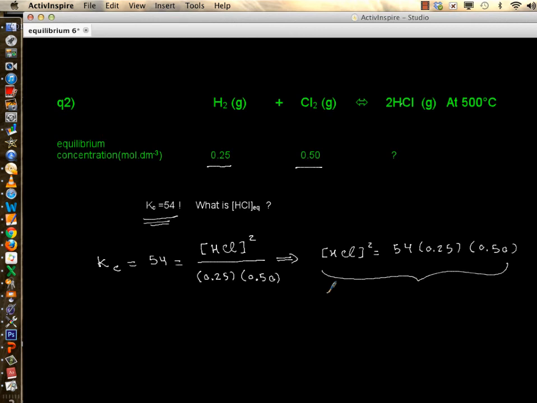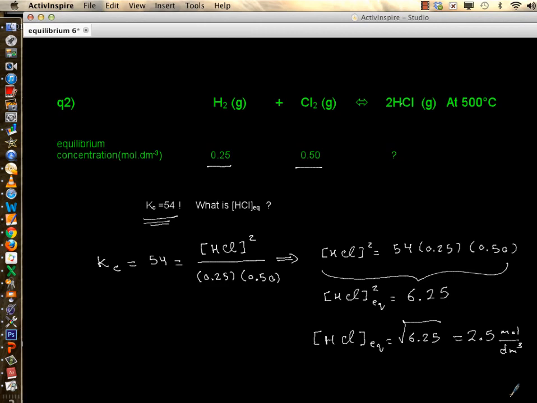Now let's just simplify it. So HCl squared at equilibrium is simply these three numbers being multiplied, which I just calculated, is 6.25. Now what is HCl? HCl at equilibrium concentration is simply the square root of 6.25, which happens to be 2.5 mole per decimeter cube. So that's the equilibrium concentration of hydrogen chloride.